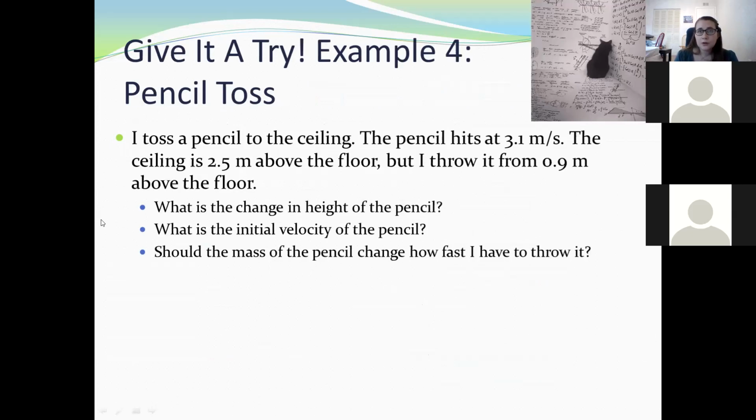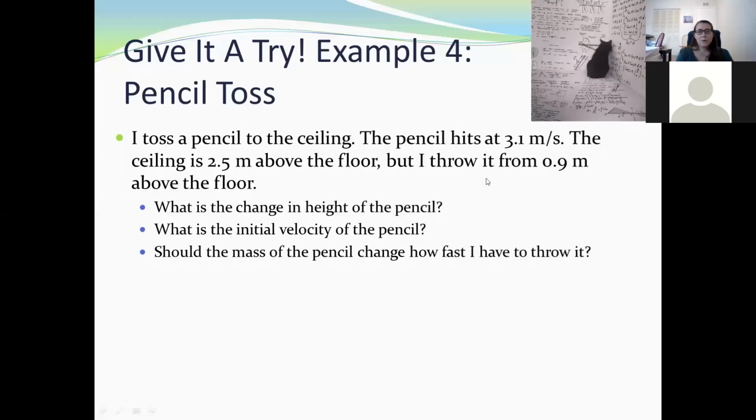So 3 initial questions that I want you to think about before we start plugging numbers in. What is the change in height of the pencil? What is the initial velocity of the pencil? And should the mass of the pencil change how fast I have to throw it? Take a moment and think through those 3 initial questions.